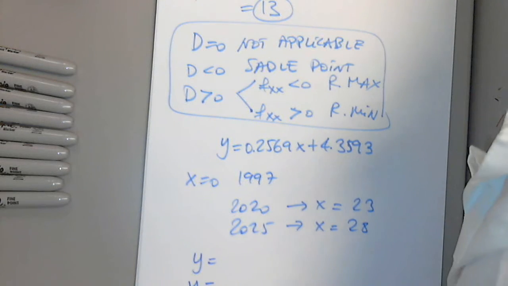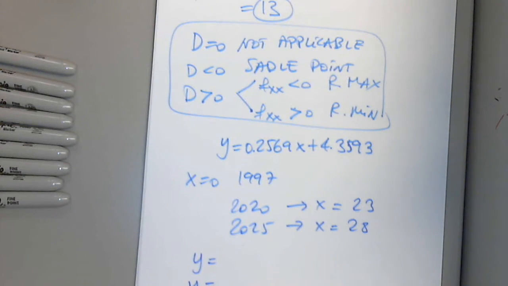So what I would like to do, that's just me, you don't have to do this, but I prefer putting it in y equals. It doesn't matter, it's only 2 values, really it's not that important. But I like to put it in as 0.2569x plus 4.3593. And then we go to second and table. Oh yes, of course I have to readjust that. And I plug in 23 and then 28.